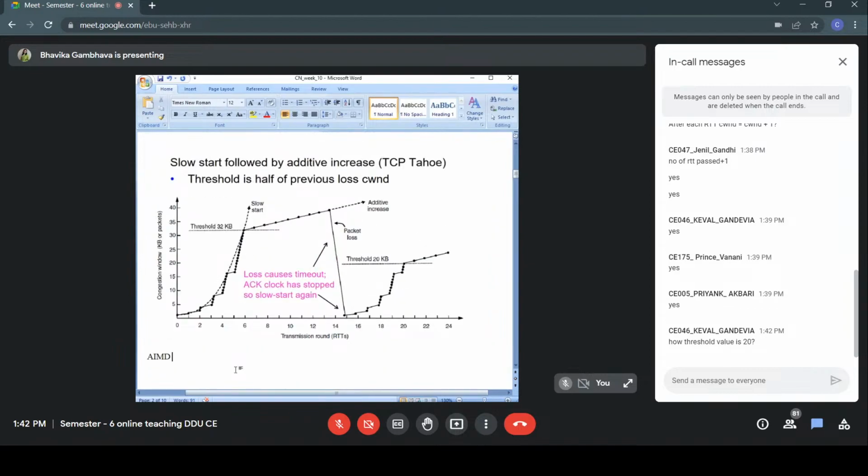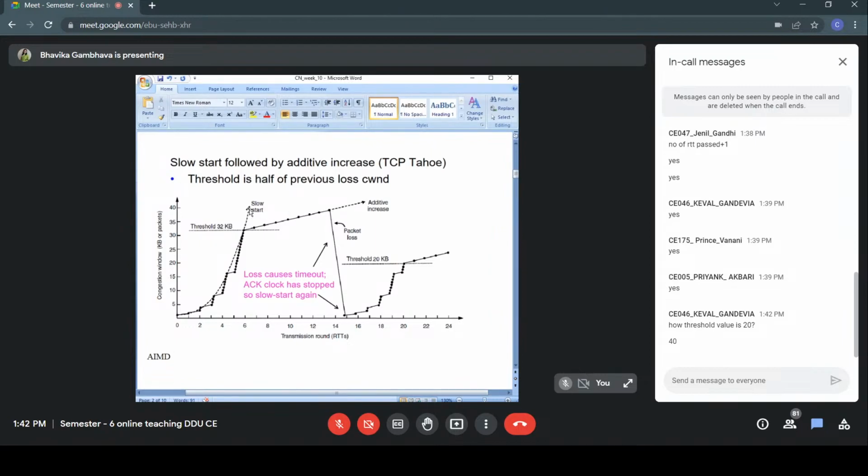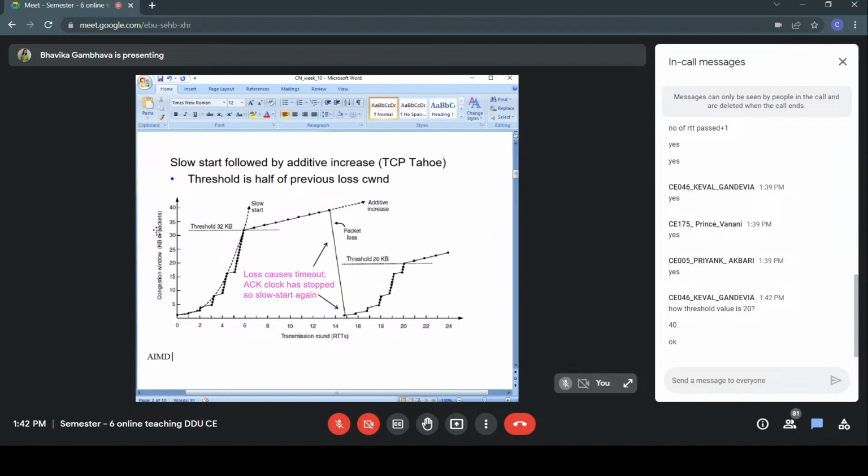Now, last time, threshold value: what is the congestion window value at the time of packet loss? It is 40. So half of that is 20. Here it is assumed that one packet is of 1 kilobyte. So it is KB or number of segments. In this particular figure, it is given that one segment or one packet is of 1 kilobyte.